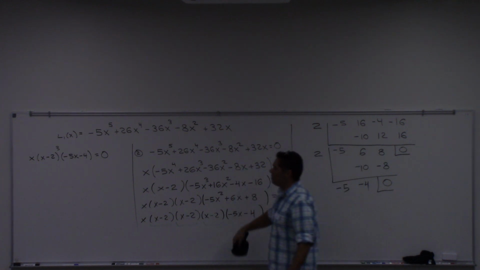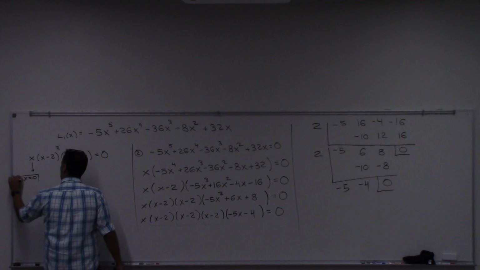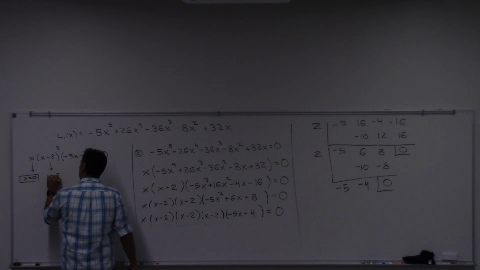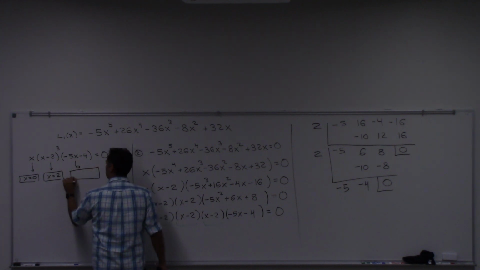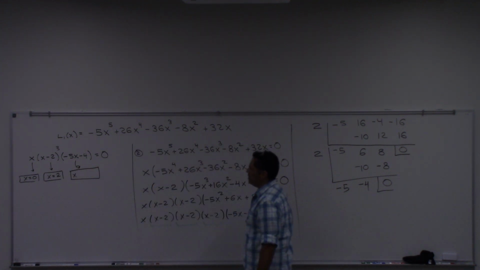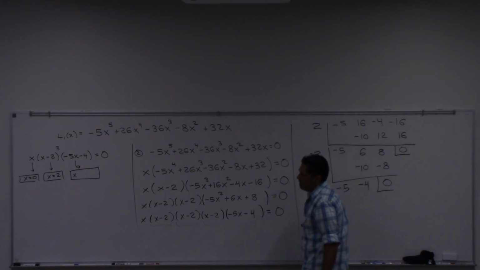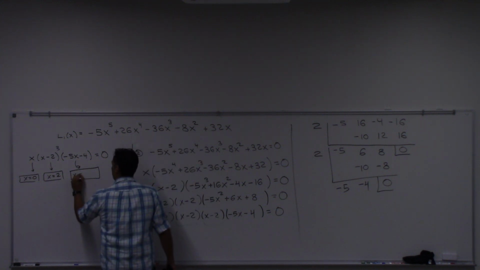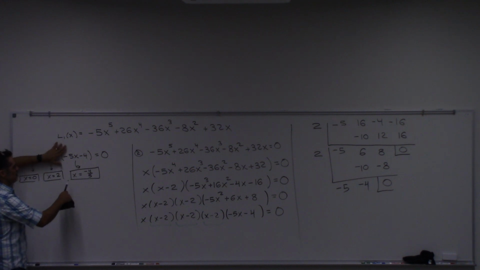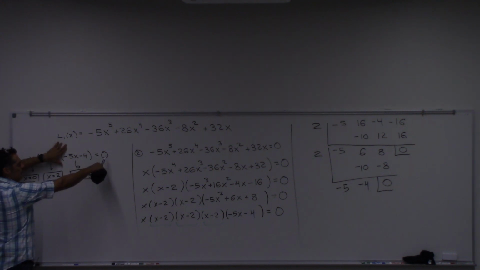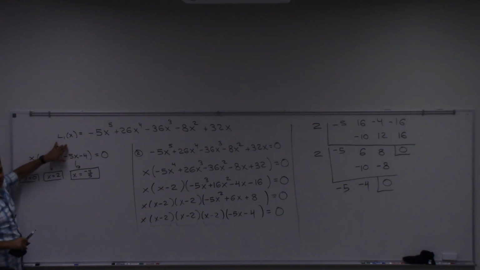Set each factor equal to 0. So if I set that equal to 0, I get 0. If I set that to 0, I get 2. And then if I set that to 0, what do you get? -4/5. Set that equal to 0 right there. You move the 4 over, it becomes +4. You divide both sides by -5. So it becomes that negative fraction.